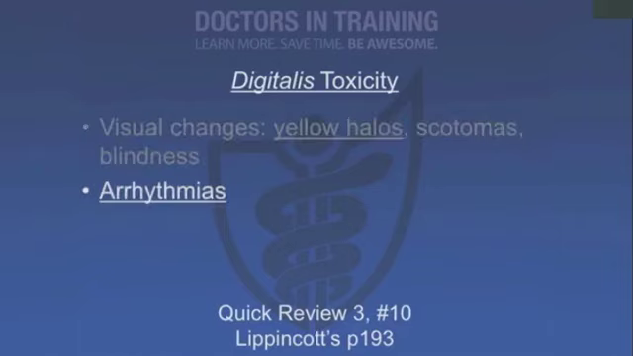And then the other one, and this is the most concerning side effect of dig toxicity, is arrhythmias. And it can cause just about any type of arrhythmia. So bradycardia, AV block, PVCs are very, very common, ventricular tachycardia, fibrillation, AFib, all that type of stuff can be a result of that medication. All right, so that's going to conclude our quick review number 3.